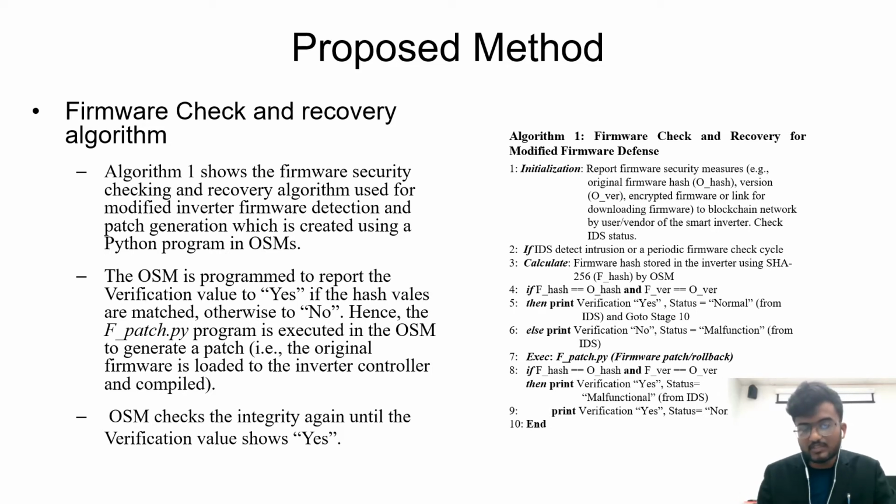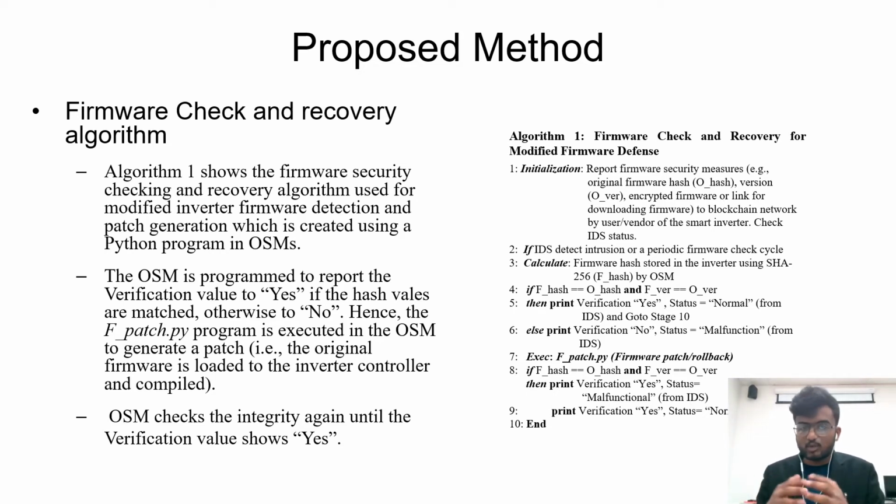As you can see in the first step, initialization, the vendor will be sending the original firmware's hash value and the current version, and the inverters, the IoT, the current users, will send the firmware's hash value that they currently have and the version they have right now. Before sending these values, the OSM is calculating the hash value. And the hash that we're using is SHA-256. Basically, this is one of the best hash algorithms used right now in the market.